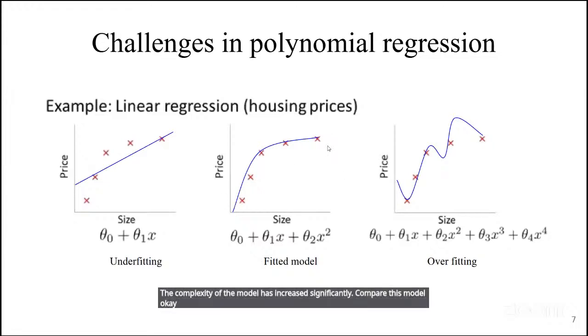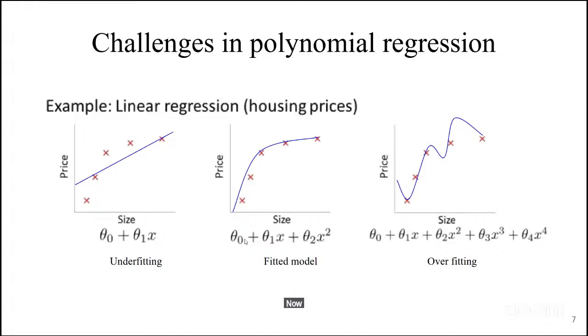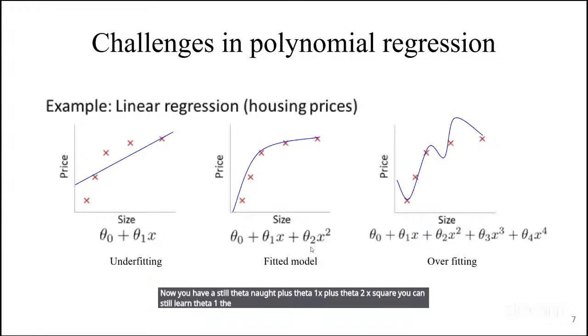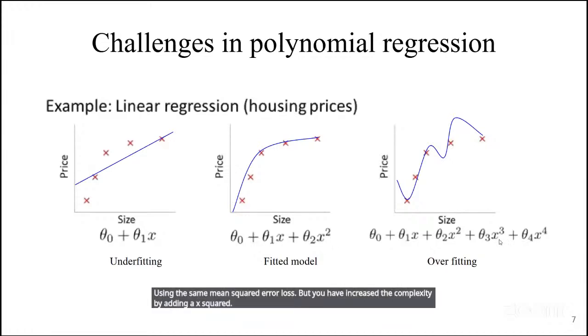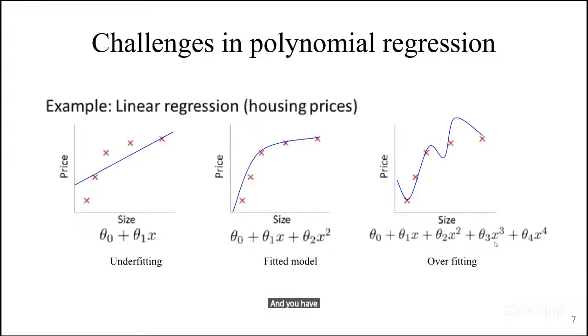Okay, so how do we make a complex model? One way to increase the complexity is to increase the dependency between the x's. For example, here you see the model complexity has increased by adding an x squared term. Now you still have theta naught plus theta 1 x plus theta 2 x square. You can still learn theta 1, theta 2, theta 0 using the same mean squared error loss, but you have increased the complexity by adding an x square term. Here you have increased the complexity by adding x cube and x to the power 4 terms. You see? That's how you can increase the complexity of the model.